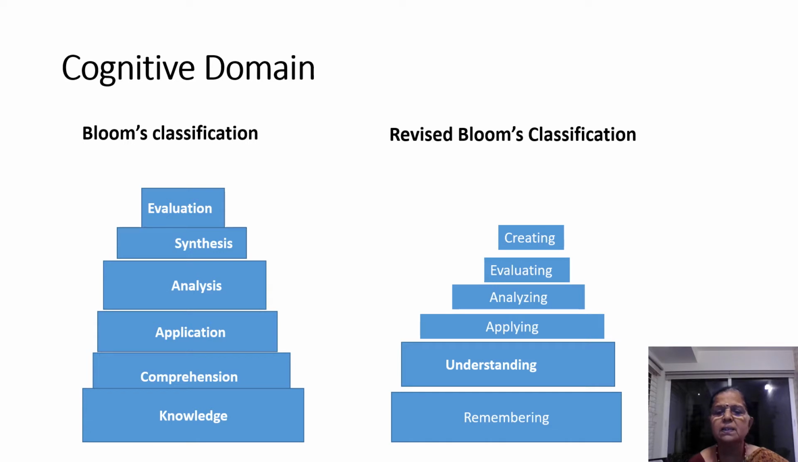So in the revised Bloom's classification, there are only 2 changes. All the noun forms become verb forms by adding ing, and there is a slight interchange in the topmost 5th and 6th levels. The topmost level is occupied by creating and the 5th level by evaluating. The synthesis becomes creating and evaluation comes 1 step below creating. Alright? And this is as far as the cognitive domain is concerned.